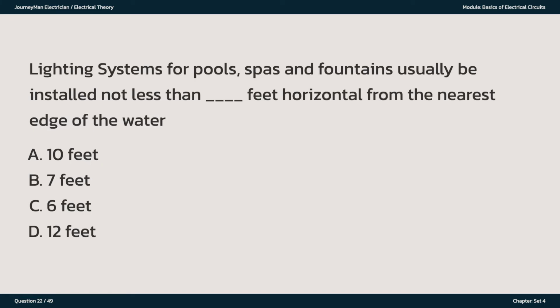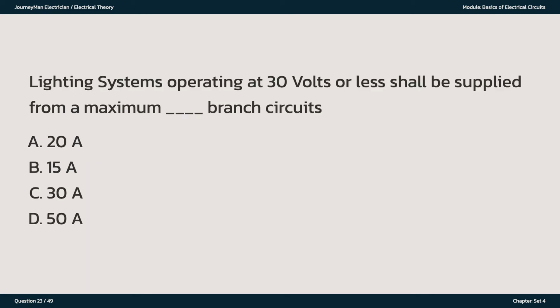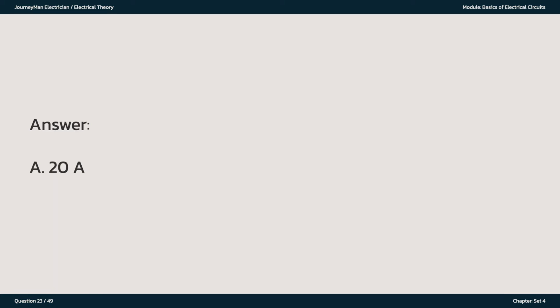Lighting systems for pools, spas and fountains usually be installed not less than dash feet horizontal from the nearest edge of the water. A. 10 feet. B. 7 feet. C. 6 feet. D. 12 feet. The answer is A. 10 feet. Lighting systems operating at 30 volts or less shall be supplied from a maximum branch circuit of A. 20A. B. 15A. C. 30A. D. 50A. The answer is A. 20A.